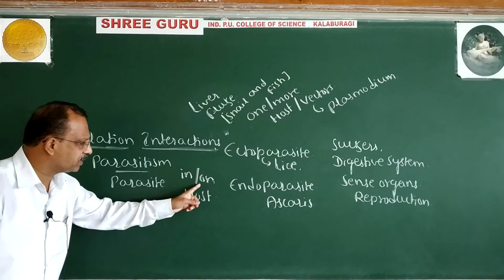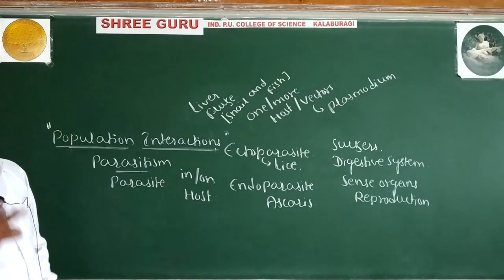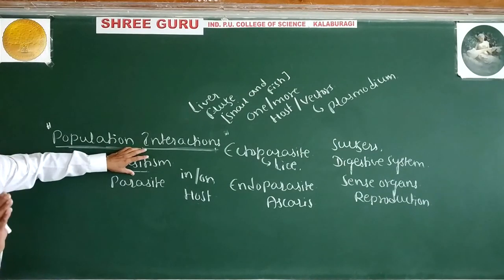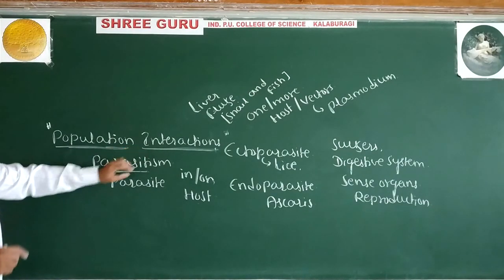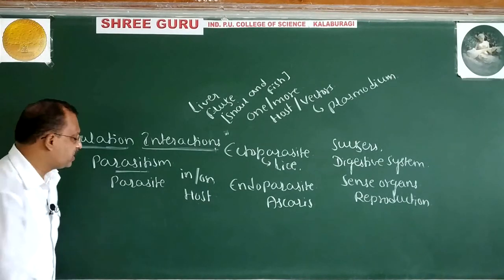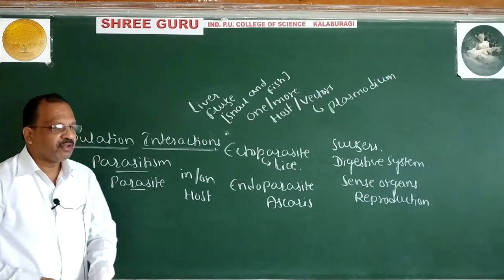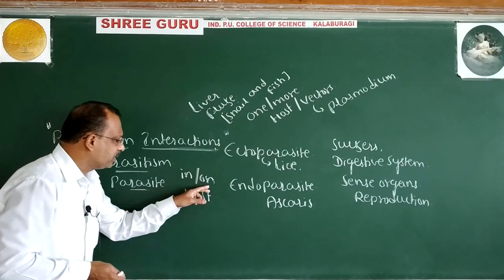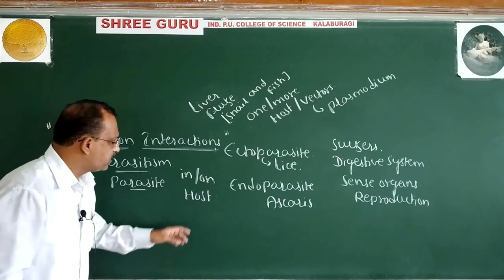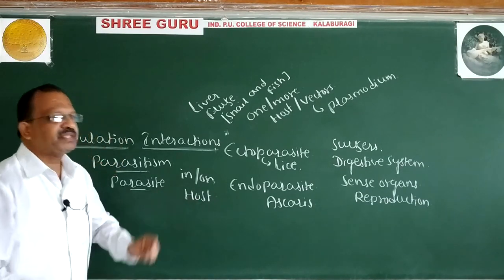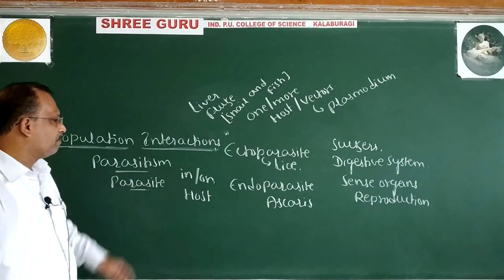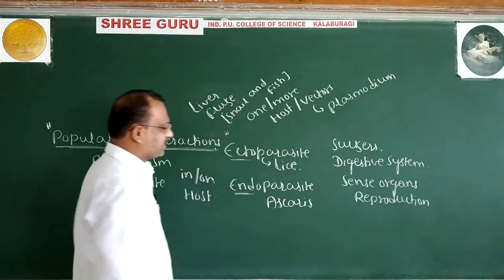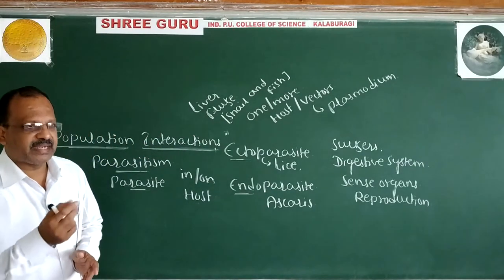Based on this definition, it is clear that parasites are of two types, ectoparasites and endoparasites. Look over the name carefully, you will get an idea.